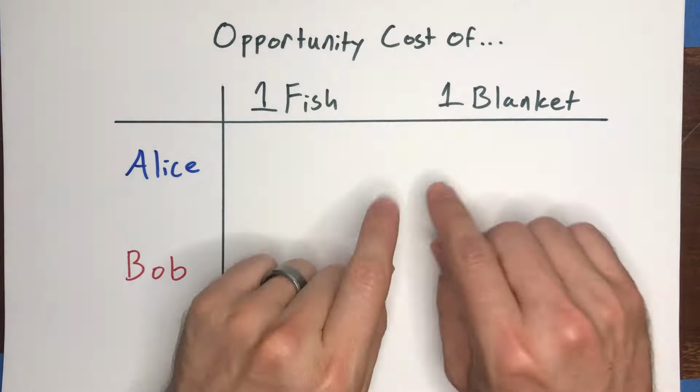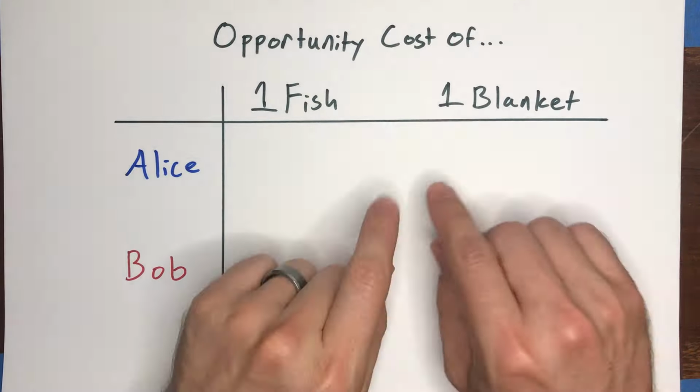All right, so what are these opportunity costs going to be for Alice and Bob? Well, remember that Alice can catch 1 fish in 1 hour, but it takes her 3 hours to weave a blanket. So in the time that it took her to catch 1 fish, she could have gotten 1/3 of a blanket woven. So her opportunity cost of 1 fish is 1/3 of a blanket. And the reverse is also true. If it takes her 3 hours to weave that blanket, in those 3 hours, she could have caught 3 fish. So her opportunity cost of 1 blanket is 3 fish.